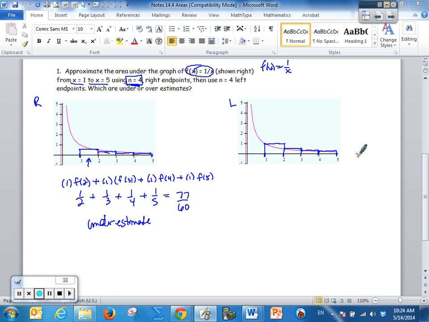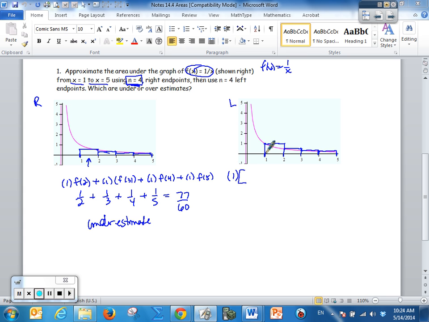Alright, so we're going to calculate that. Now let's do a little bit of a shortcut. Notice how all of their widths are 1. That's not always going to be that way. This is a very nice, easy one. All the widths are 1, so I'm going to pull the 1 outside. That's my width. We find the area of a rectangle, length times width.